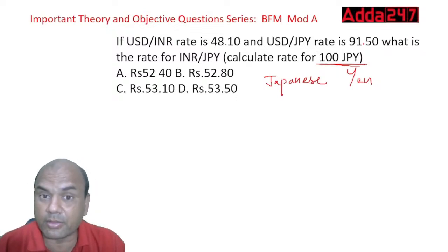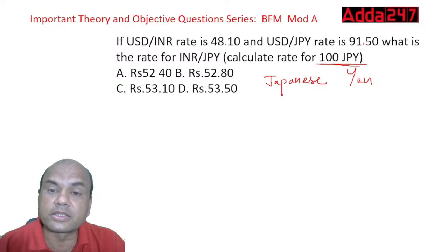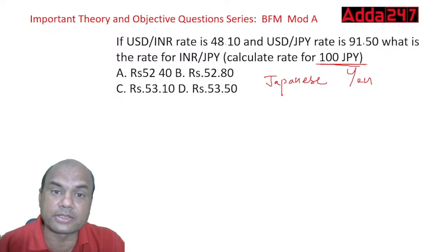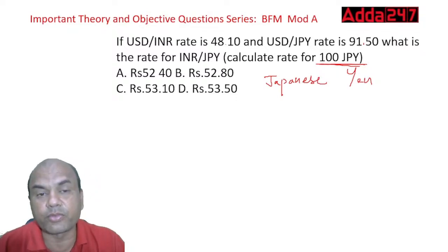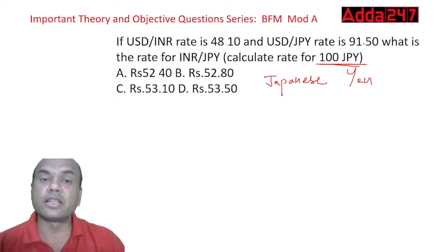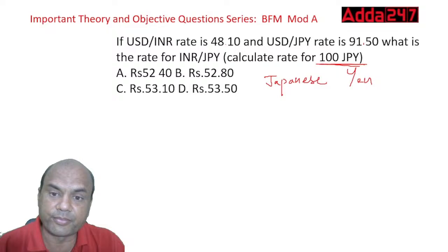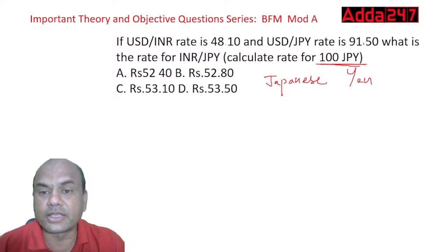Now remember, it doesn't mean the country is lower just because the currency is lower. Japan is one of the top 5 developed countries in this world. You won't say it is less developed than India because its currency is lower than the Indian rupee. Nothing like that. Currency is not at all related to the development of any country. So now, Japanese yen.